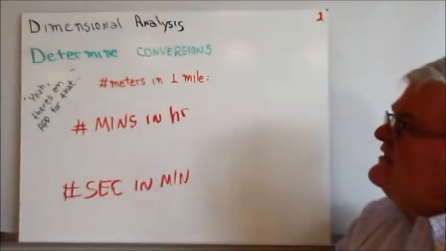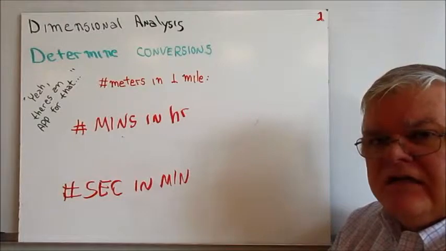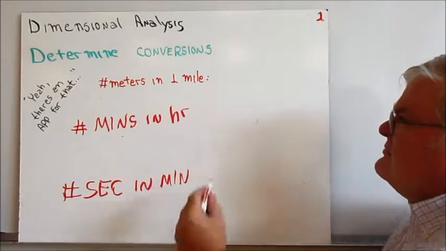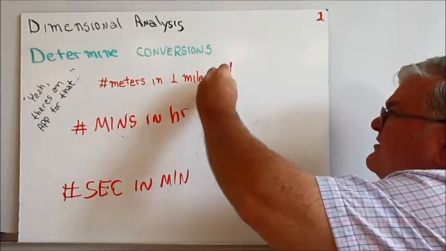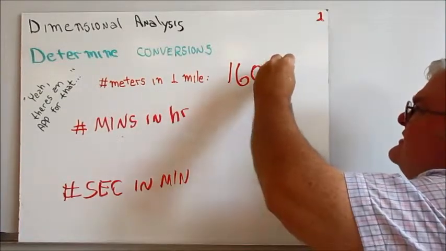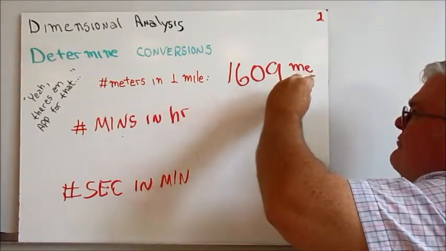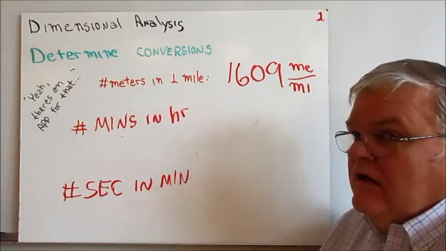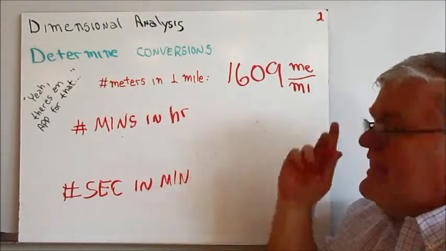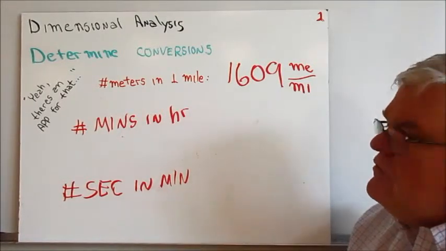Okay, now, determining conversions. We want to go from miles per hour to meters per second. So we need to convert miles to meters. The conversion from miles to meters is 1,609 meters are equivalent to 1 mile. Okay, now, problem here, both of them use a little m. So I'll use ME for meters and MI for miles to make it a little easier to see. The other two you should know.